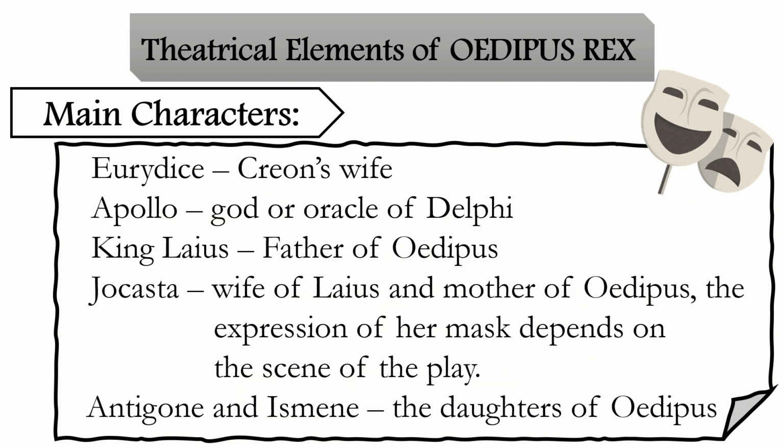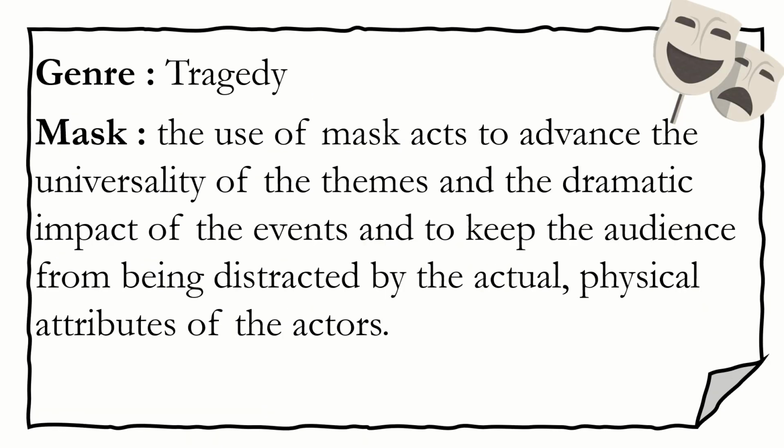Eurydice, Creon's wife. Apollo, god or oracle of Delphi. King Laius, father of Oedipus. Jocasta is the wife of Laius and the mother of Oedipus. The expression of her mask depends on the scene of the play. Antigone and Ismene, the daughters of Oedipus. Genre: tragedy.